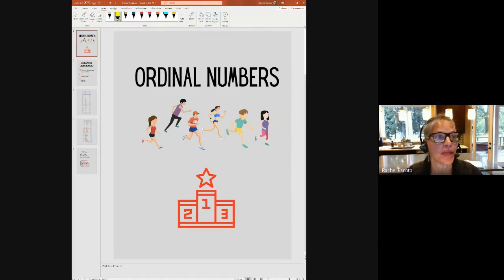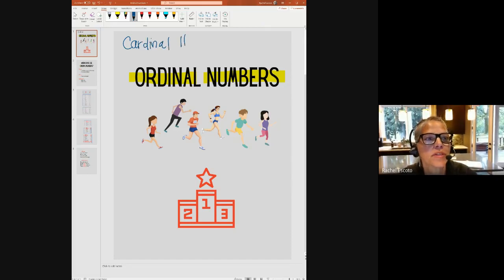Everybody say that with me. Ordinal numbers. So regular, normal numbers are called cardinal numbers, right? Cardinal numbers are just regular numbers when we count 1, 2, 3. Those are called cardinal numbers.